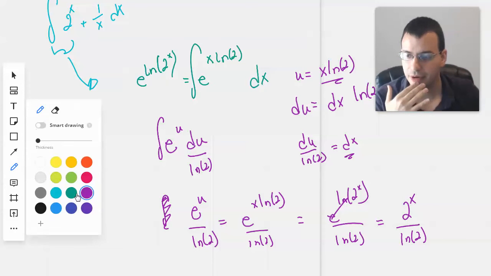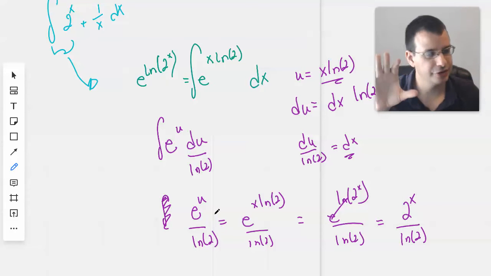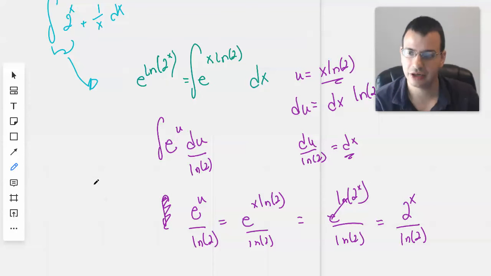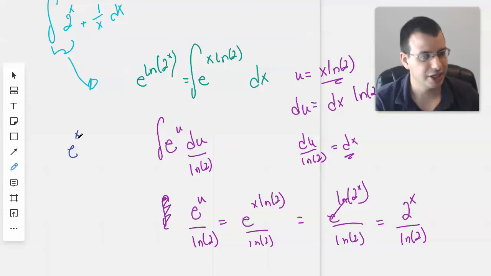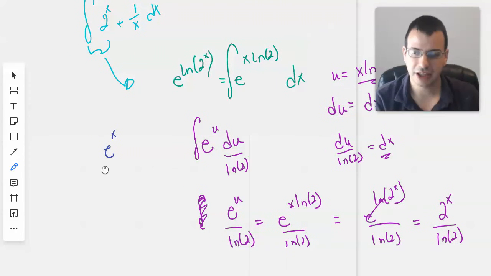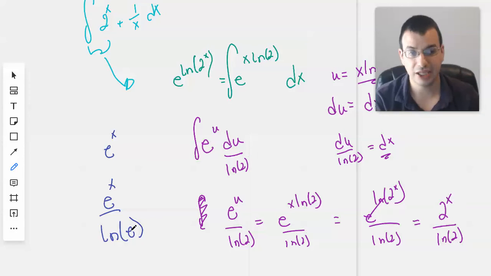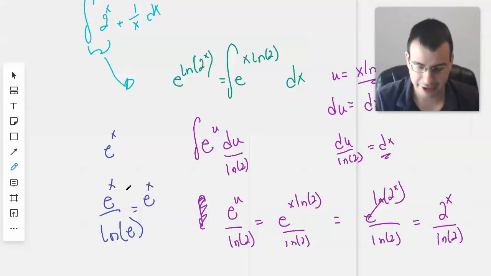One way to remember that, or at least kind of get a cue that that's the correct way of doing it, is you can look at e to the x. e is just a constant. So when you take the integral of e to the x, that's actually e to the x over the natural log of e. Natural log of e is just 1, which is why this just becomes e to the x.